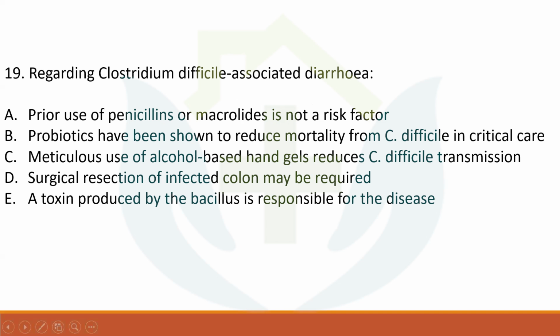First, regarding Clostridium difficile associated diarrhea, you have to answer in the chat box as T or F, true or false. Okay. So prior use of penicillins or macrolides is not a risk factor. Probiotics have been shown to reduce mortality from C. difficile in critical care. Meticulous use of alcohol-based hand gels reduces C. difficile transmission. Surgical resection of the infected colon may be required, or a toxin produced by the bacillus is responsible for the disease.